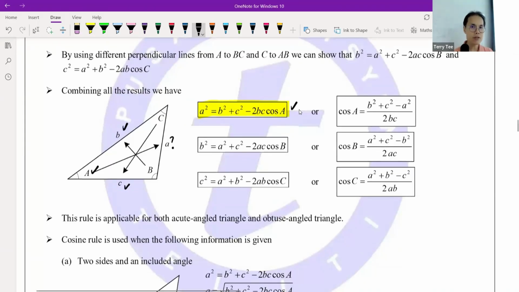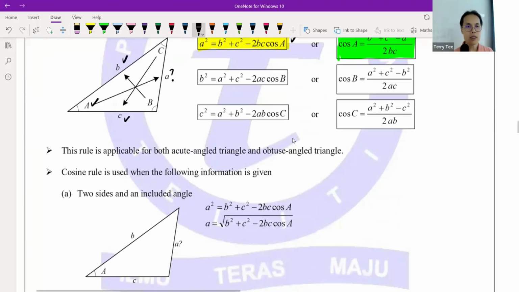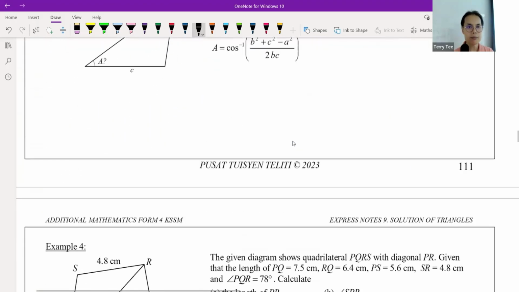And we use the second version. By the way, this one is given. This one is not given. We use the second version in the event that the length of all three sides are given and you're finding the angle, say A. Okay, so I'll show you one example.